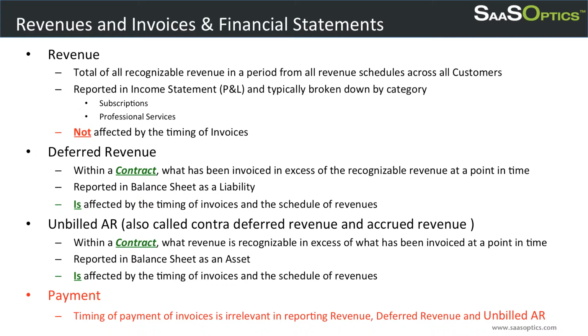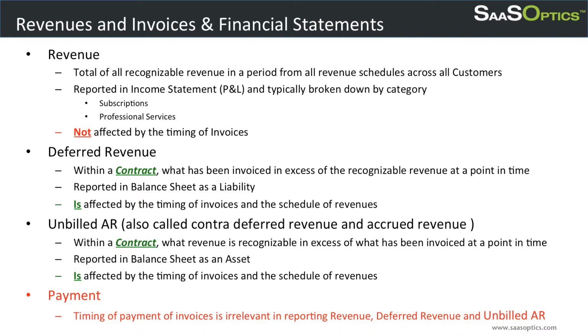Unbilled AR is reported on the balance sheet as an asset. So if you think about the liability, we've invoiced the customer and we have an obligation to deliver the solution for the rest of the time. The asset is we haven't invoiced the client yet. So we have a claim to a future invoice, and that would go onto the balance sheet as an asset. And like deferred revenue, it is absolutely affected by the timing of the invoices and the timing of the revenue schedules. So unbilled AR will occur for most people under a number of different circumstances, typically a negotiated payment schedule.